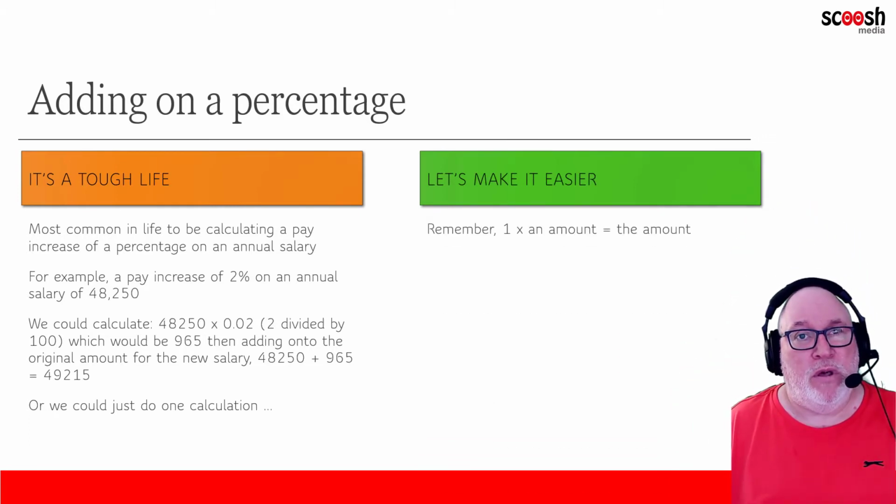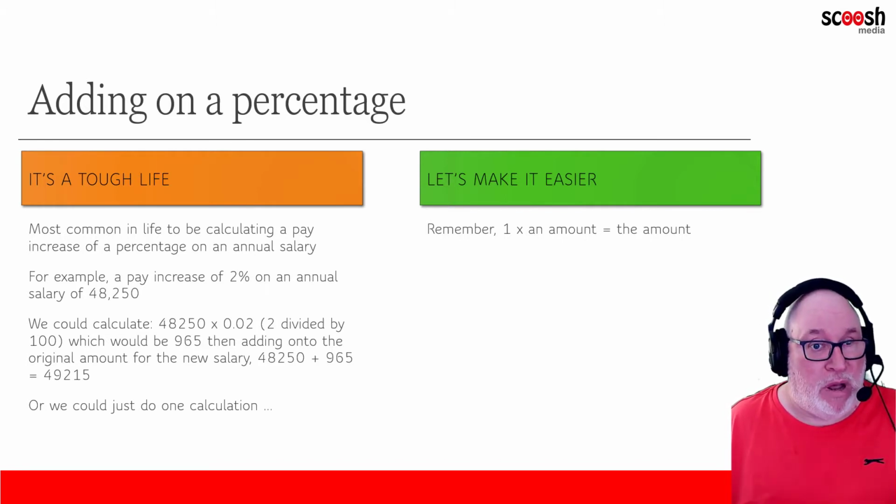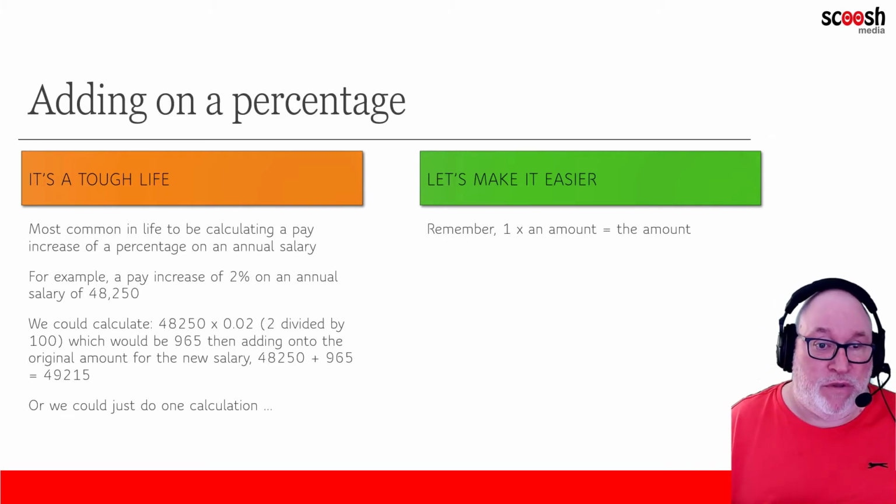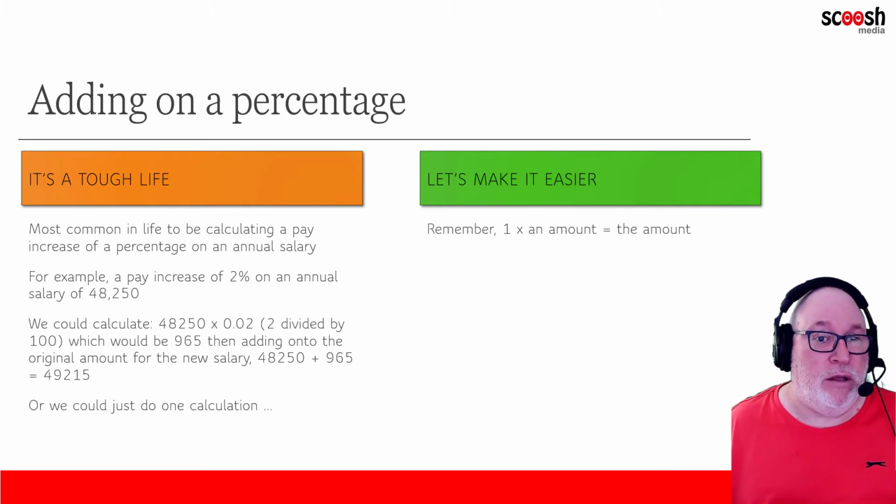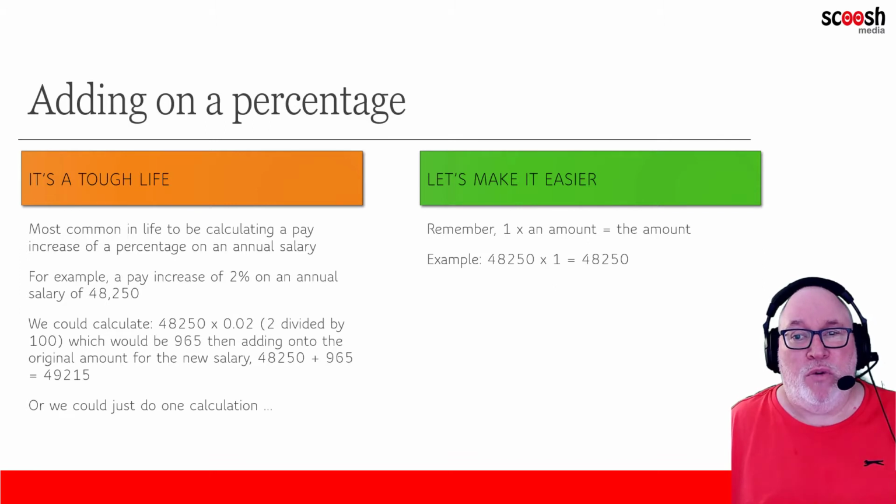If we remember that in a calculation, if you have a number multiplied by 1, it's still that number. So for example, 5 times 1 is still 5. 5,000 times 1 is 5,000. In this case, 48,250 multiplied by 1 would be 48,250. So if we multiply that by 1, it gives us the same amount.